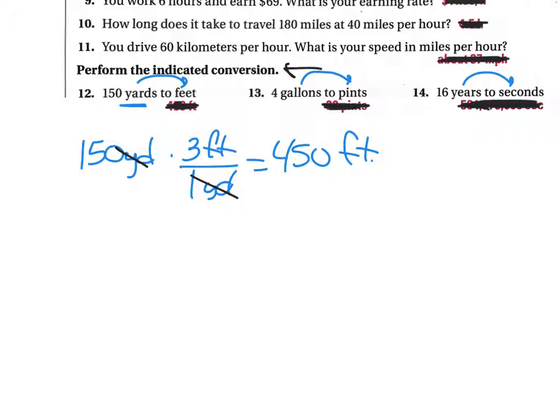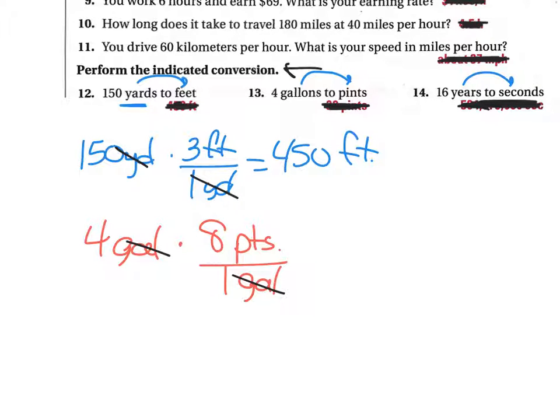The second one, 4 gallons to pints. 4 gallons times to pints. Now, hopefully you know this. There are 8 pints in 1 gallon. So what happens here is my gallons cancel. So I have 8 times 4 left. That's 32 pints.